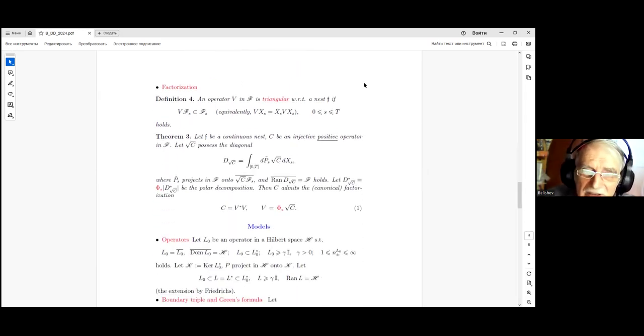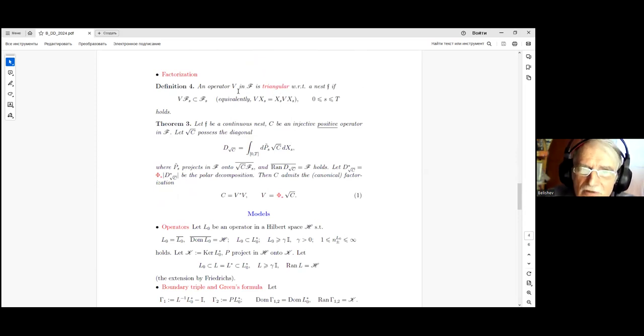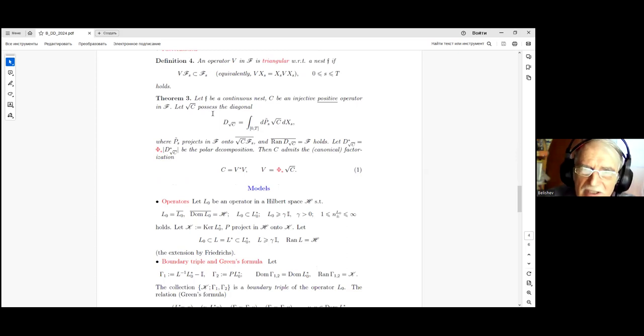And now, how does this construction work in continual triangular factorization? First of all, what is triangularity? We have some operator V in F, and we have a nest, for instance, a continuous nest in F, and the operator V is said to be triangular with respect to this nest if the following holds, quite similarly to the finite dimensional case.